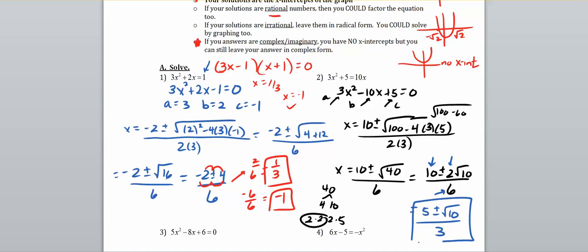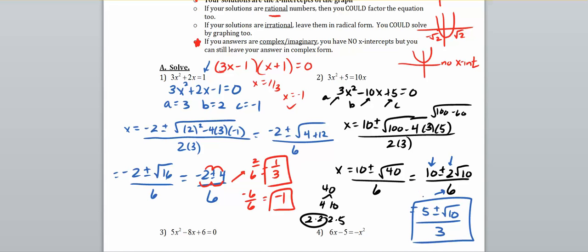And when you have an irrational solution, just leave your answer like that. If you had to find the decimal, you would do 5 plus root 10 and divide that by 3 to get one of your solutions, or 5 minus root 10 divided by 3 to get your second solution. All right? So number 2 would not have been factorable. All right?